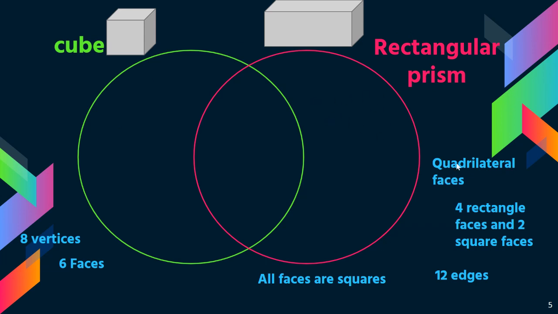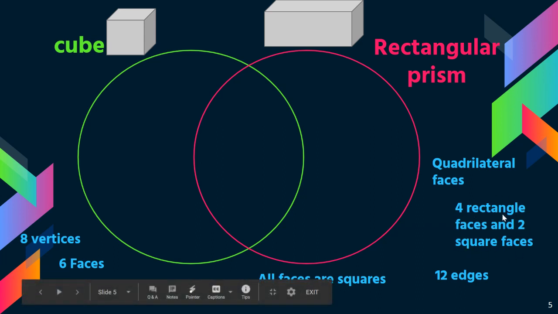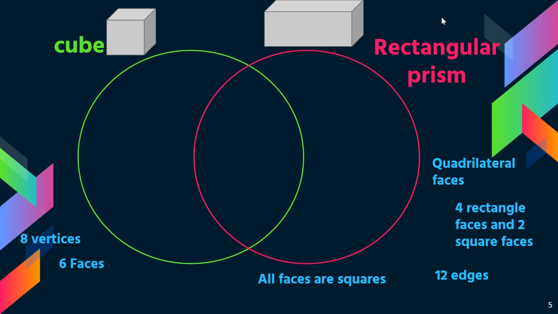So you're going to be putting these words, quadrilateral faces, that's going to go somewhere. This one right here, this is all together, 4 rectangular faces and 2 square faces, 12 edges, all the faces are squares, 8 vertices, and 6 faces. Go ahead and pause the video, and I want you to take a few moments to go ahead and write all 6 of those descriptors into your Venn diagram.